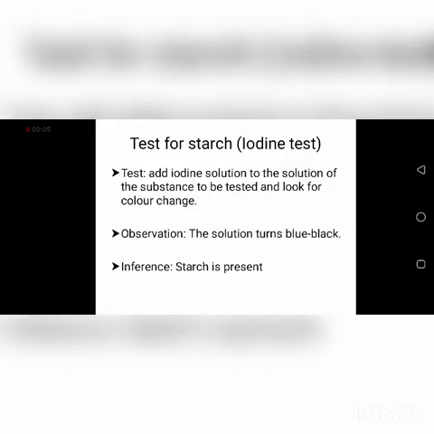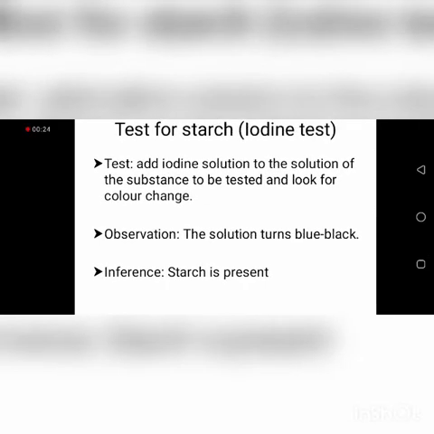So, we shall now look at how to test for food samples. If you remember last week, we talked about food identification, the classes of food, balanced diet and the deficiencies. So I will look at the test for starch, and the general name for the test for starch we will call the iodine test. How do you go about it?